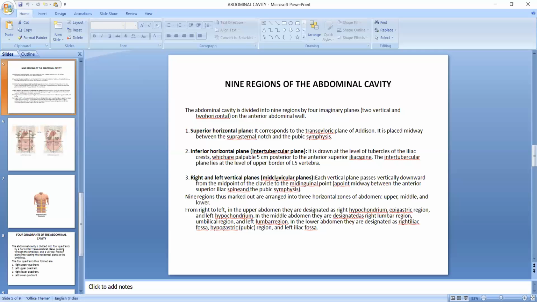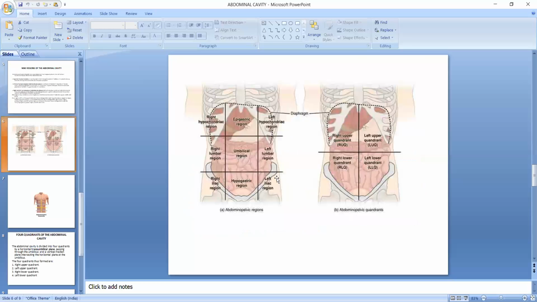The nine regions marked out are arranged into three horizontal zones of the abdomen: upper, middle, and lower. From right to left in the upper abdomen, they are designated as right hypochondrium, epigastrium, and left hypochondrium. In the middle abdomen, they are designated right lumbar region, umbilical region, left lumbar region. And in the lower abdomen, the right iliac fossa, hypogastric region, and left iliac fossa. So we can see here these are the nine regions of the abdomen.